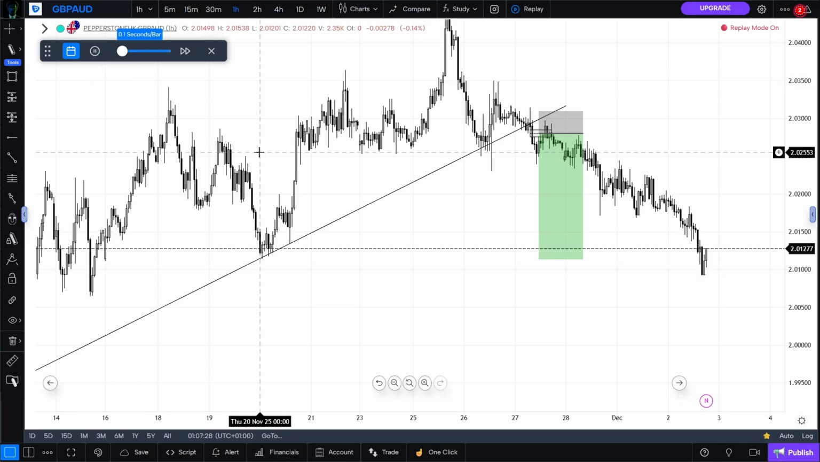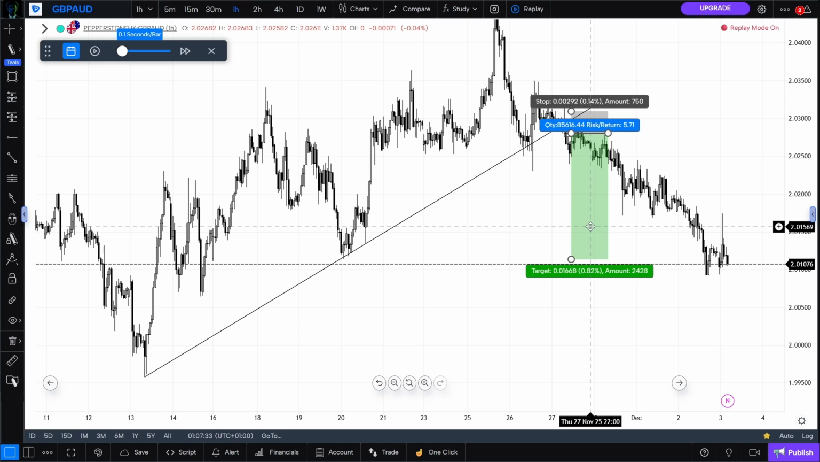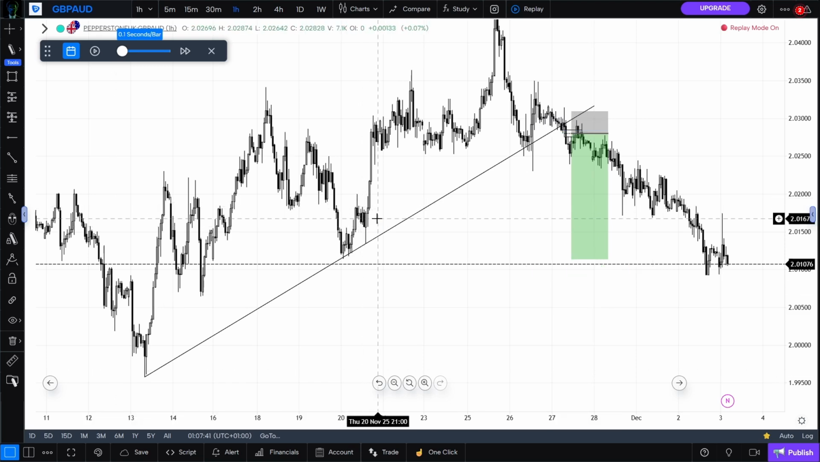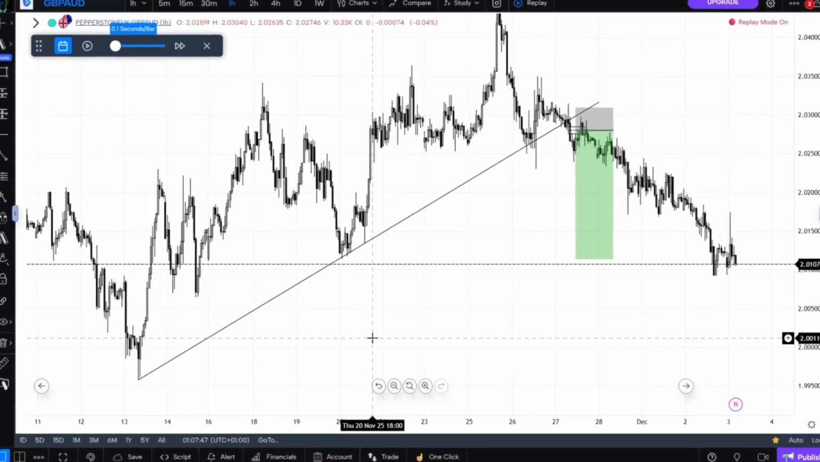Let me speed up a little bit. Okay, we have hit our targets. All right, so just like that, we hit a 1:5.7. Now, this is simply because we have trend line liquidity. And what does that entail? We have sell side liquidity here, sell side liquidity here, sell side liquidity here, sell side liquidity there.